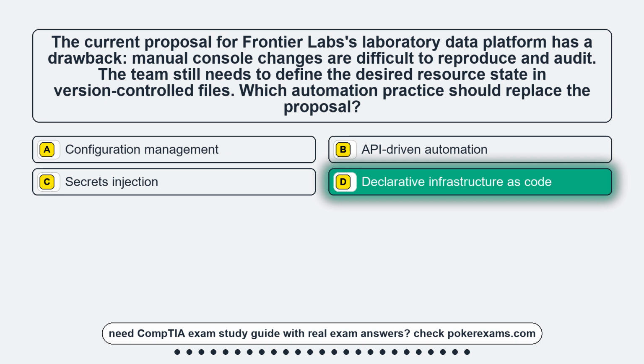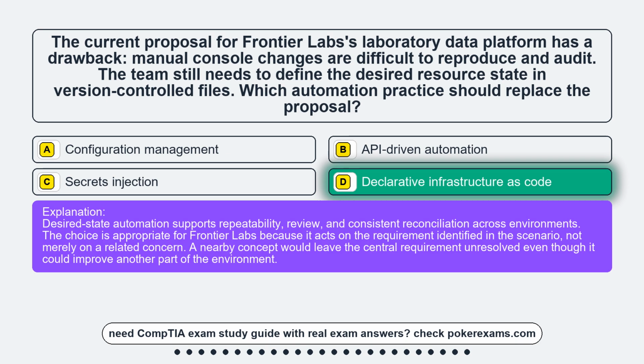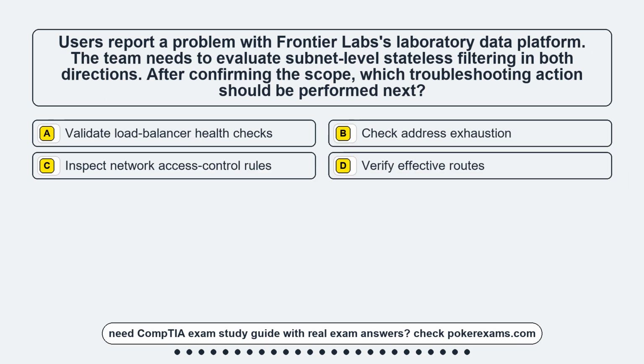The correct answer is option D, declarative infrastructure as code. Desired-state automation supports repeatability, review, and consistent reconciliation across environments. The choice is appropriate for Frontier Labs because it acts on the requirement identified in the scenario, not merely on a related concern. A nearby concept would leave the central requirement unresolved even though it could improve another part of the environment.